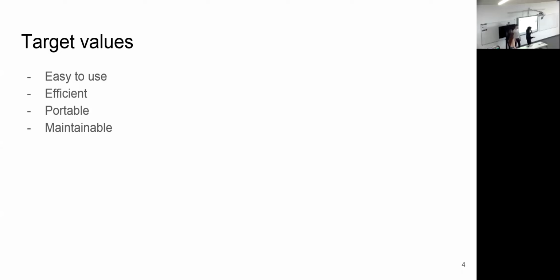check the values, the quality attributes, which we think are important for our project. Some of them you are able to see on the slide. We think that such kind of application should be easy to use, efficient, portable, and maintainable. In future slides, we will explain why we think these are important and review them more closely.